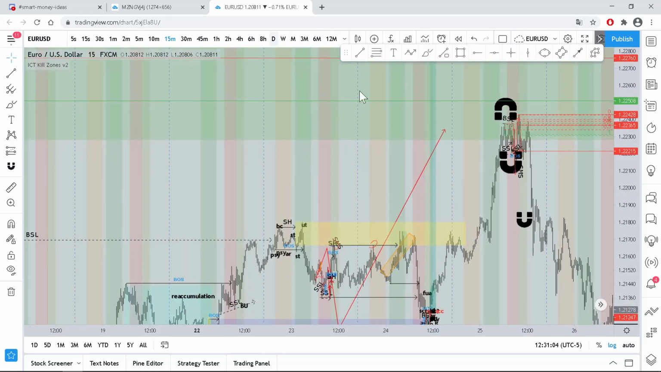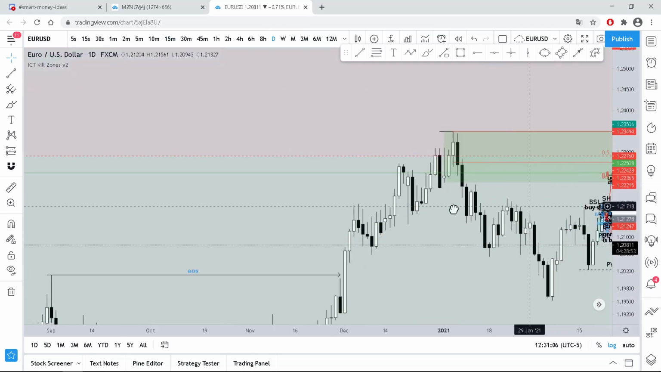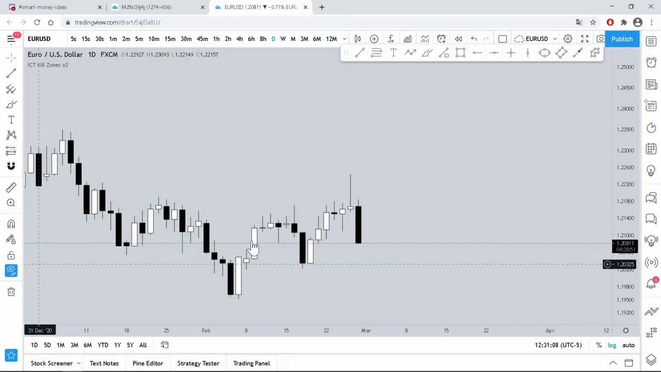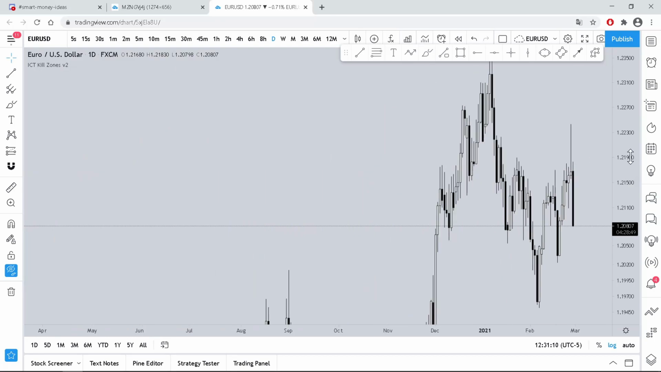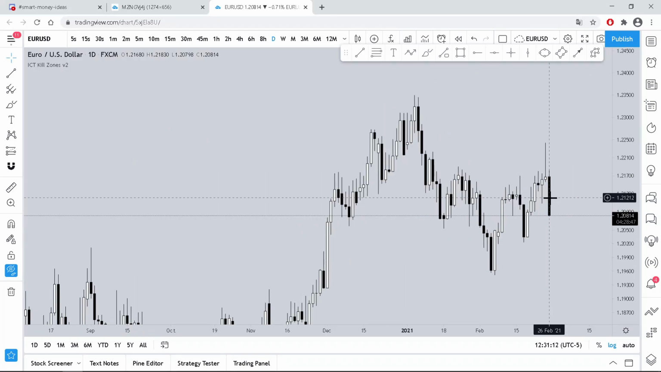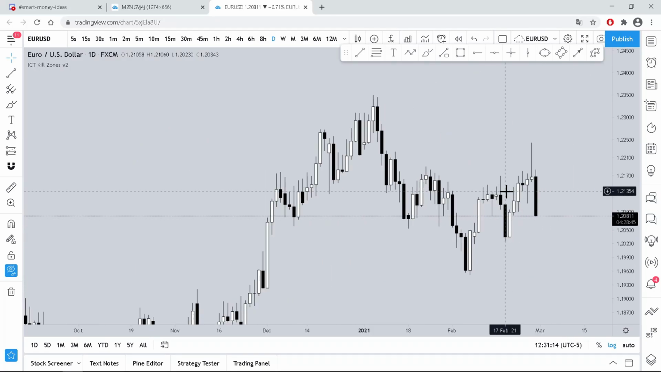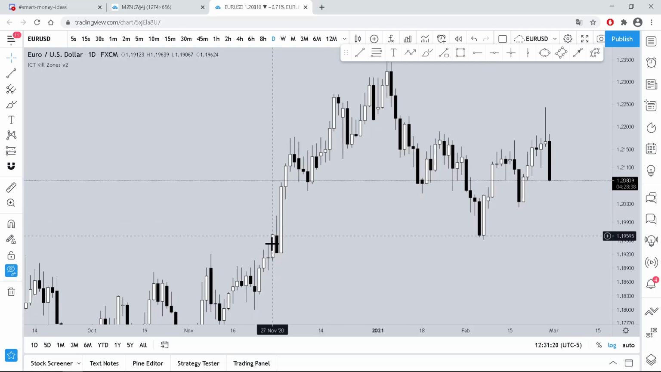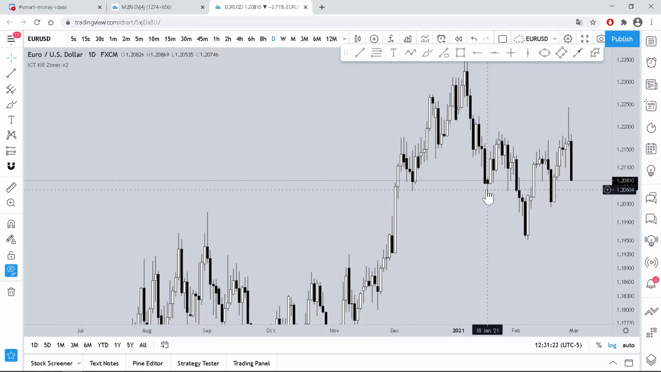So let's start with the daily chart so you can understand my thought process and how I read the institutional order flow using higher time frame bias. From last week, we have been talking about, at least on the Discord, Euro USD coming from a key level on a weekly chart.